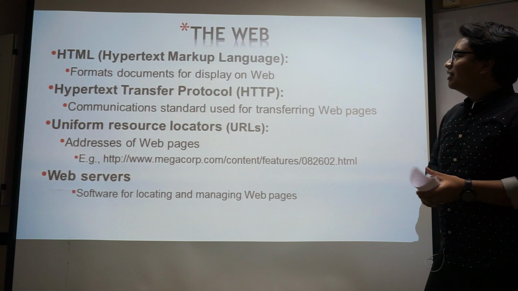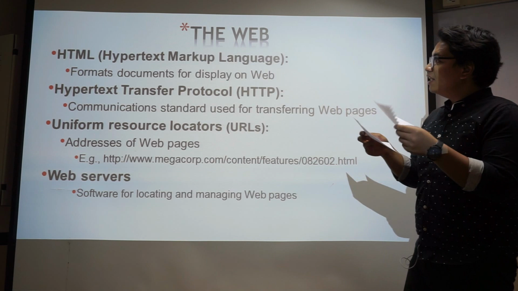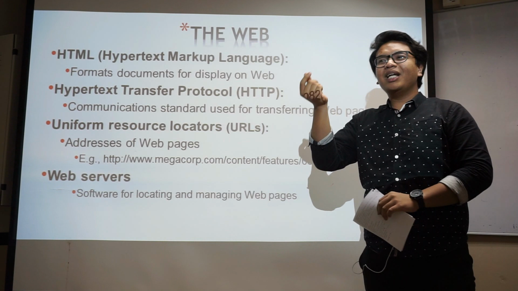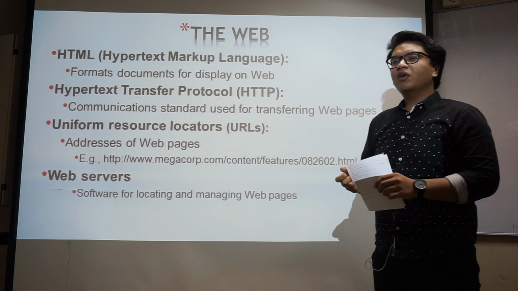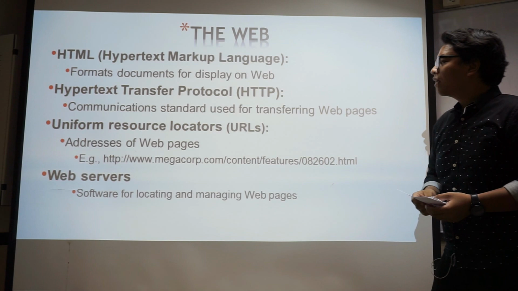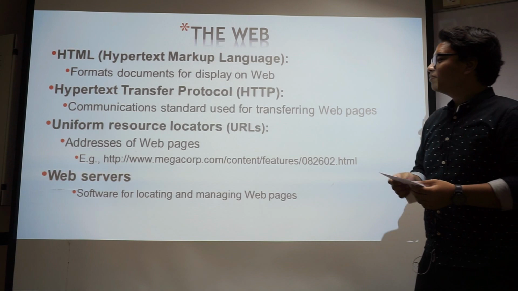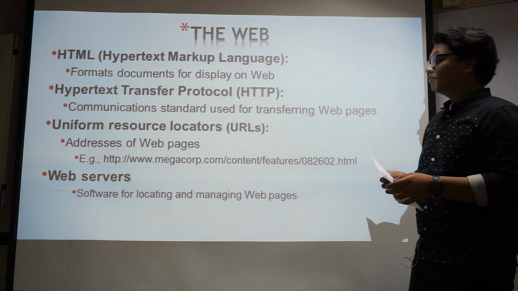So this is the web. HTML is the hypertext markup language. This is actually how the web page is displayed. HTTP is more like a protocol that connects the server to the browser. URL is the address of the web page. For example, when you type a web page, it has its own URL, which is more like an address to that website. And a web server is a server that stores all the web information. Next.